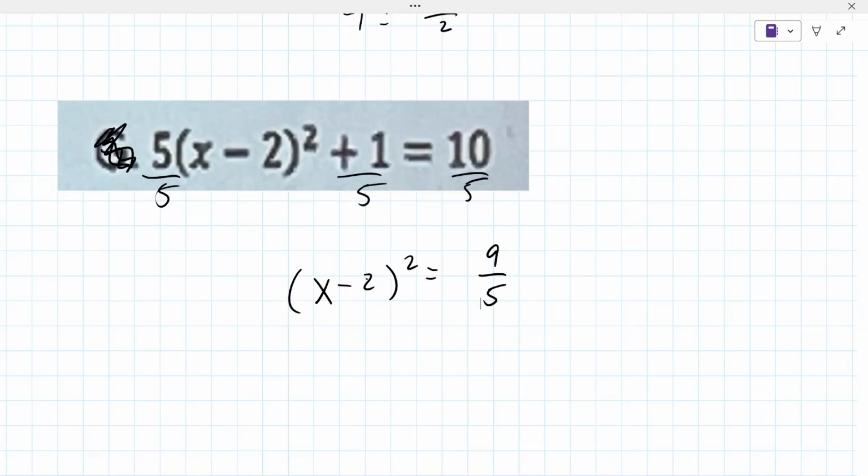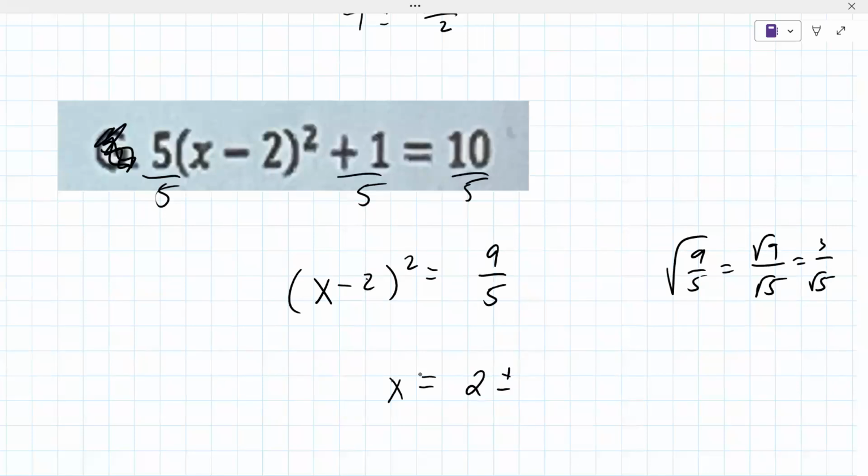Would that be x equals 2 plus or minus root 3 over 5? Well, yeah, it's the same as last problem, correct? The square root of 9/5 is the square root of 9 over the square root of 5, which is 3 over the square root of 5, and then you're supposed to rationalize. Yeah, so it's 2 plus or minus 3 root 5 over 5. Got it.